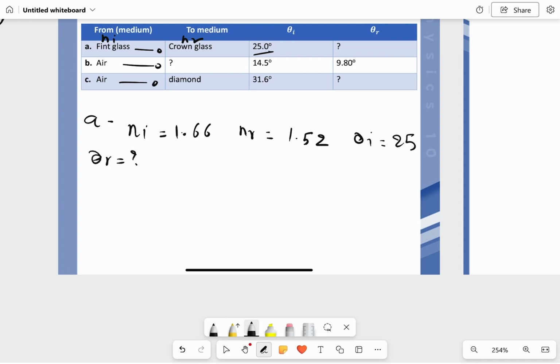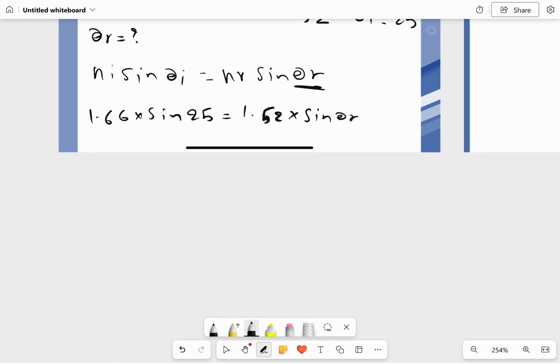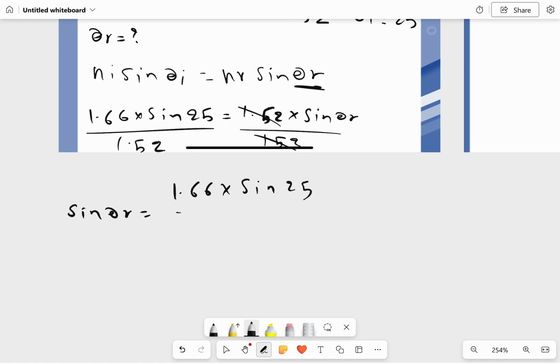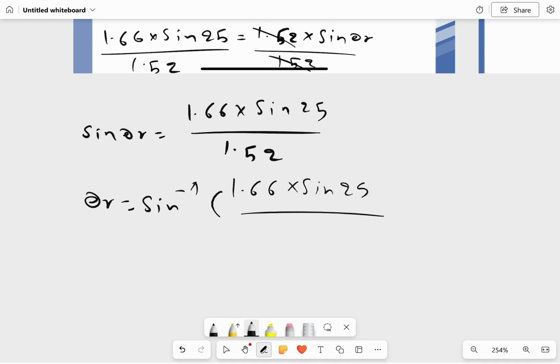We should find it. So again, Ni sine theta i is equal to Nr sine theta r. I'm trying to find this. So we have Ni 1.66 times sine 25 equal to 1.52 times sine theta r. Divide by 1.52 on both sides. It cancels. So sine theta r is equal to 1.66 times sine 25 divided by 1.52. Then take the sine inverse of all of this, 1.66 times sine 25 divided by 1.52.